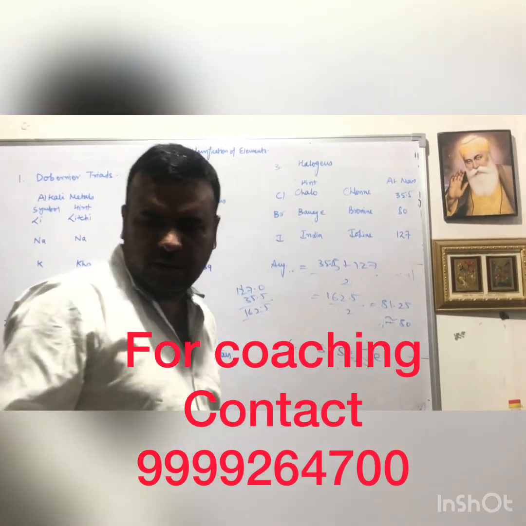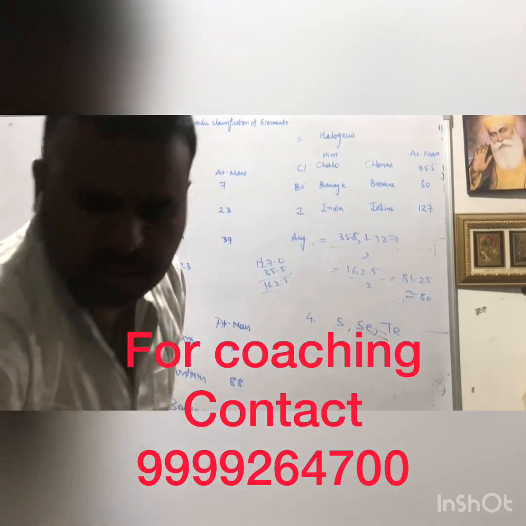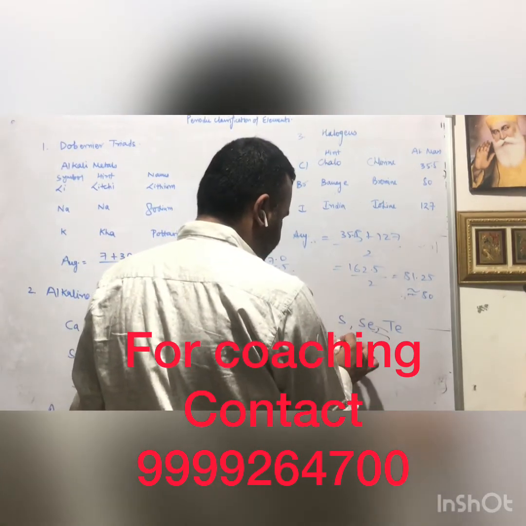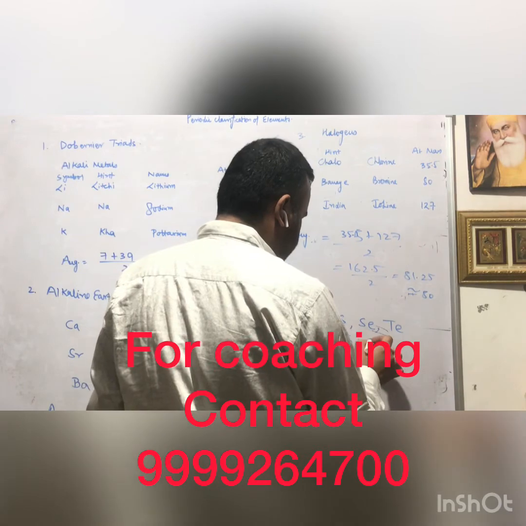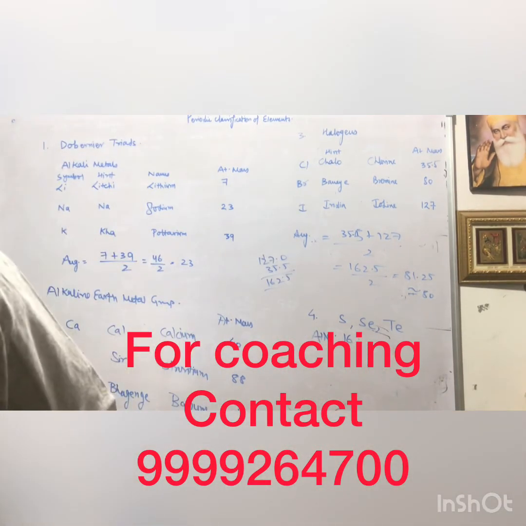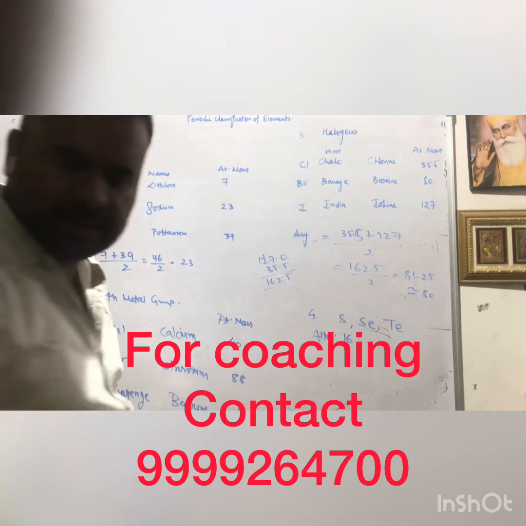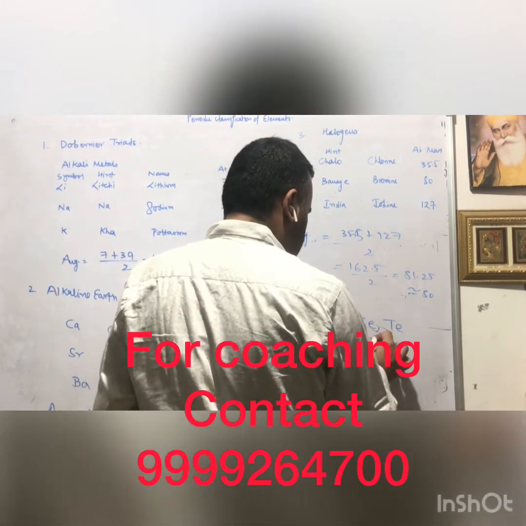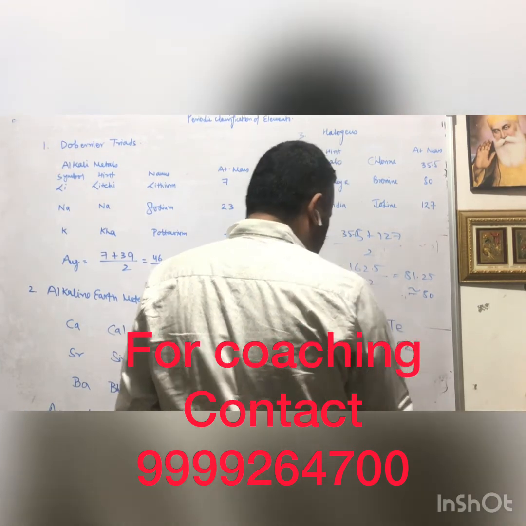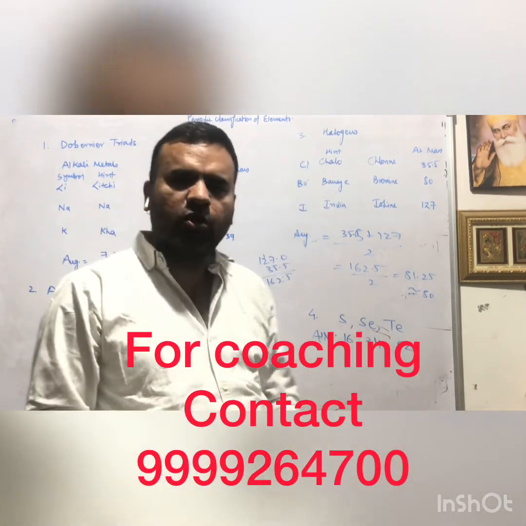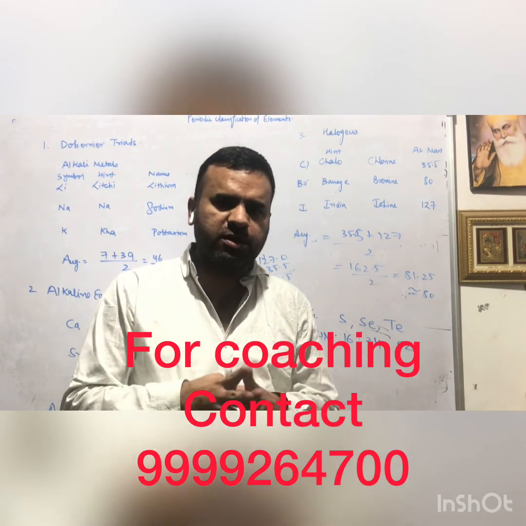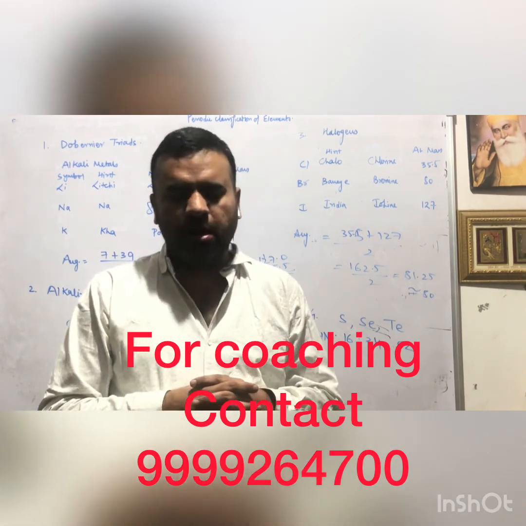Can you please tell me once more? Sulfur is 16, selenium is 34, and tellurium is 52. Again, I'm telling you, these are atomic numbers, not atomic masses. If you want to see atomic masses, you can see the periodic table given in NCERT.